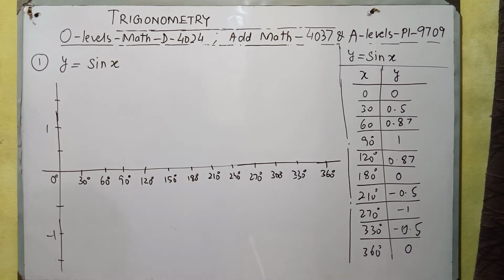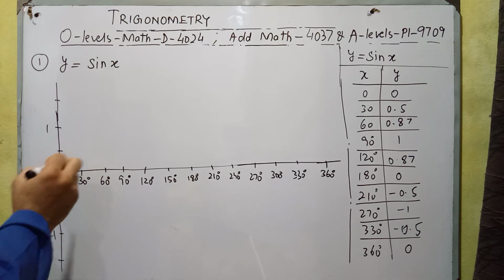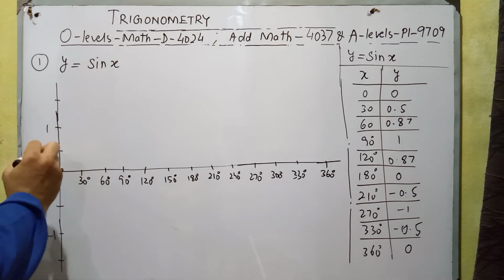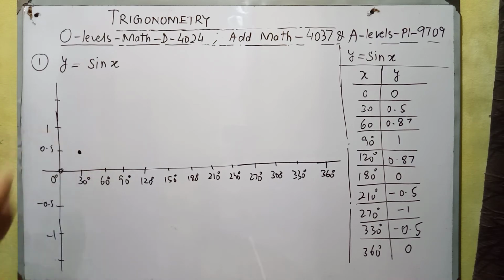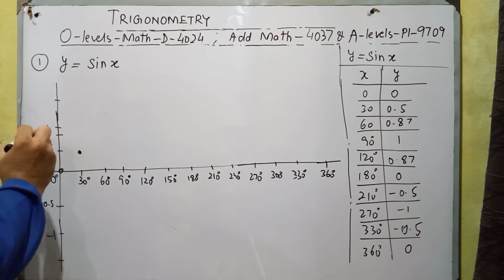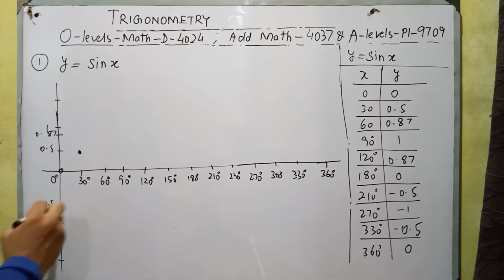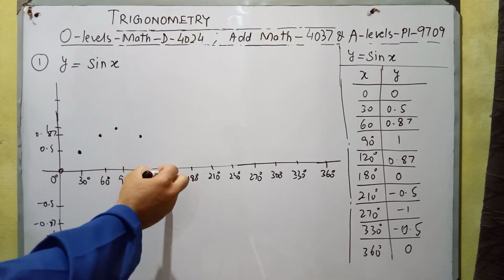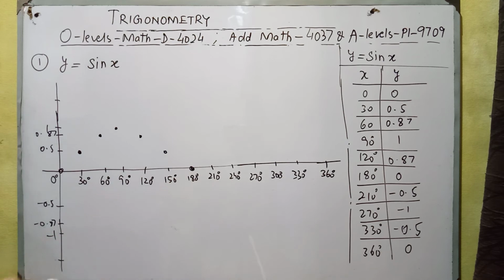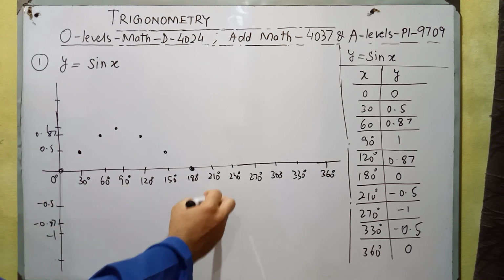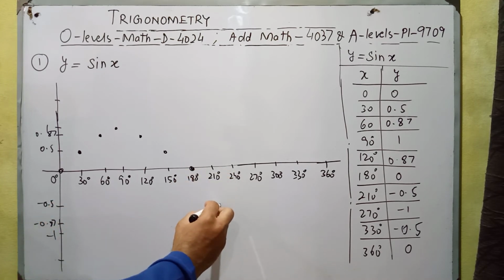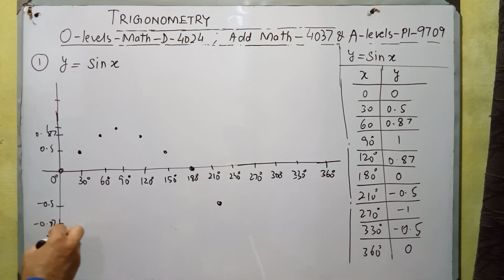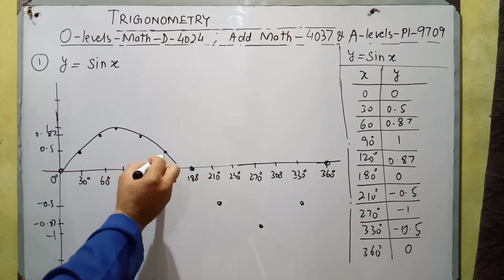So if we plot these values over here, this is our first coordinate, and then at x equal to 30, the value of y is 0.5, and sine 60 is equal to 0.87. Sine 90 is equal to 1. Sine 120 is again 0.87, and sine 150 is 0.5. Sine 180 is 0. Sine 210 is minus 0.5. Sine 270 is minus 1. Sine 330 is minus 0.5, and sine 360 will be equal to 0. And if we join these coordinates, we will have this type of graph.